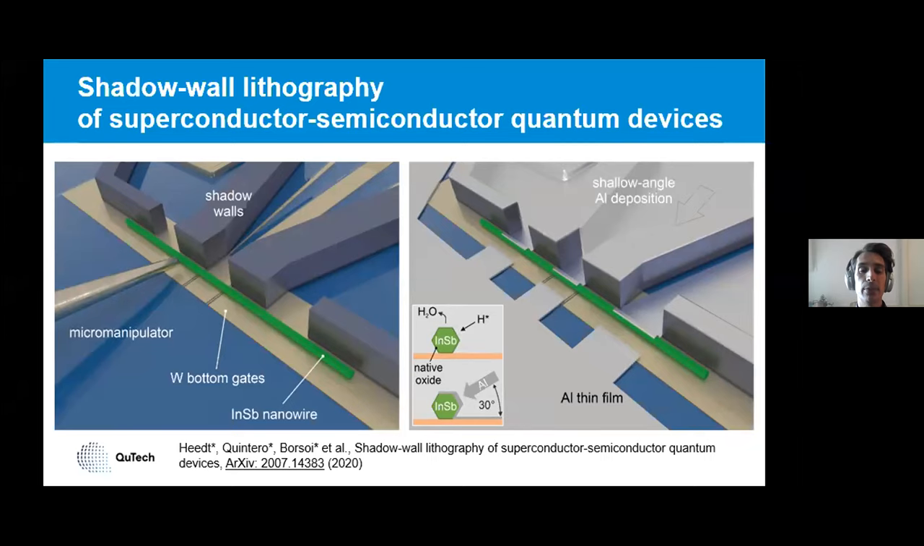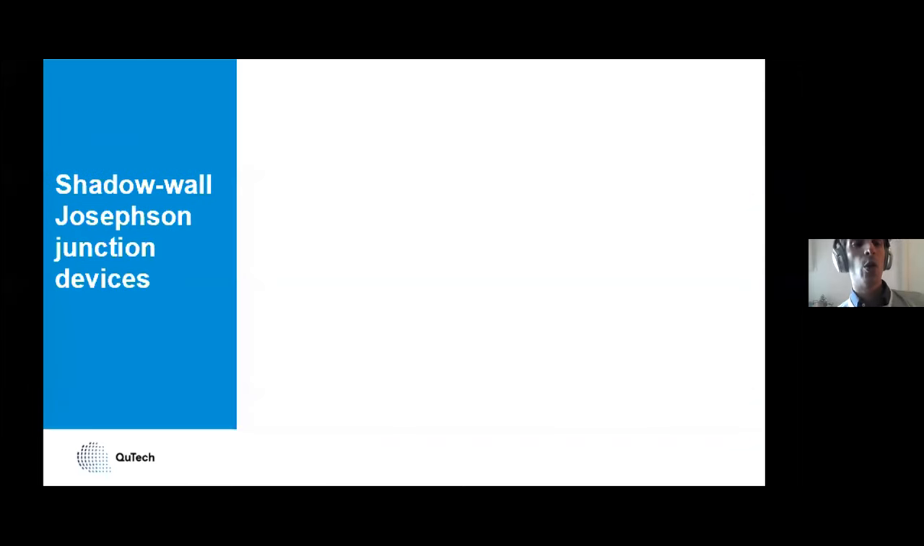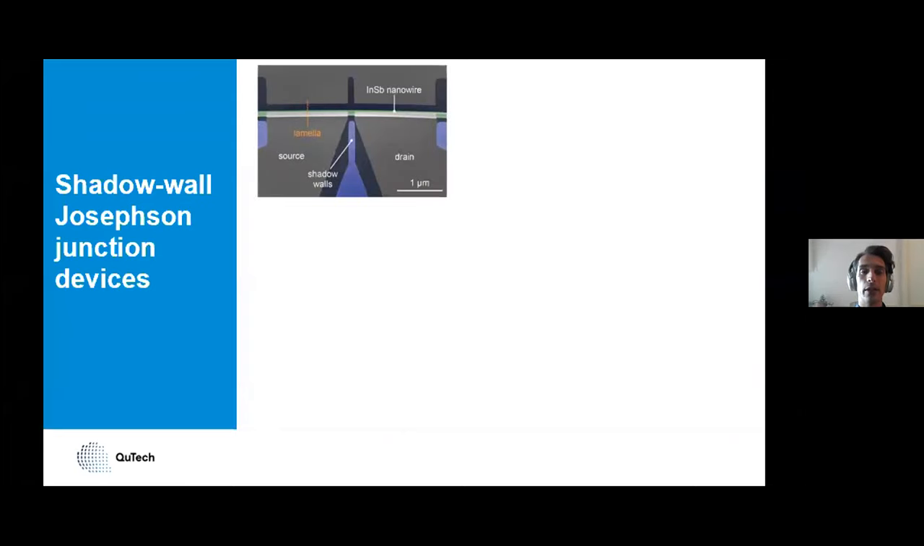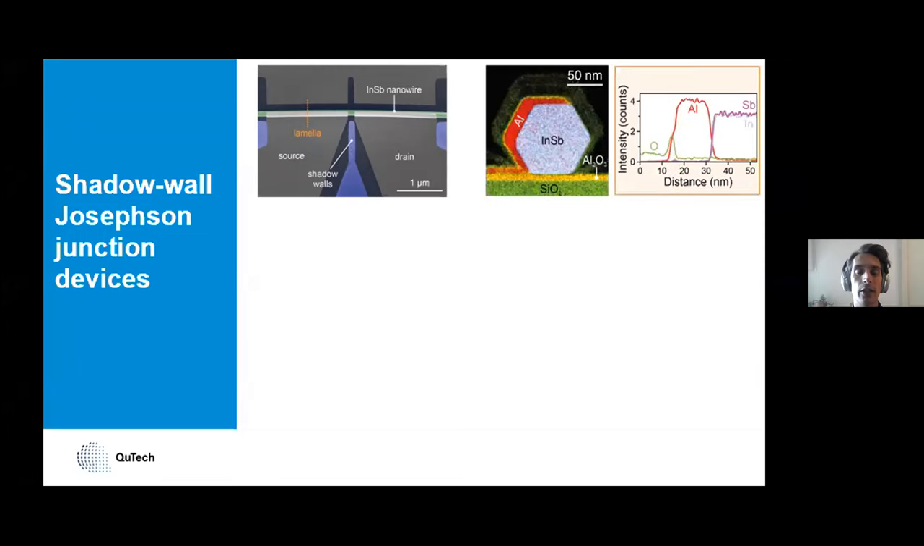And the first simpler devices that we prepared were shadow wall Josephson junctions based on the same concept, but on different shadow wall geometry, which you now see in purple. Now, if we take a lamella cut on the nanowire, indeed, you see what I said before. So the nanowire is covered on three facets. It's the indium antimonide covered on three facets by an aluminum layer, which connects to the floor, creating a lead. And crucially, EDX revealed basically no oxygen at the interface between indium antimonide and aluminum.